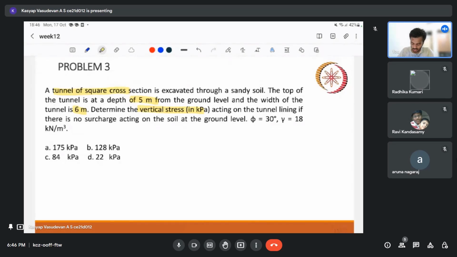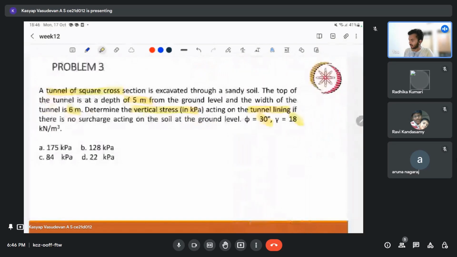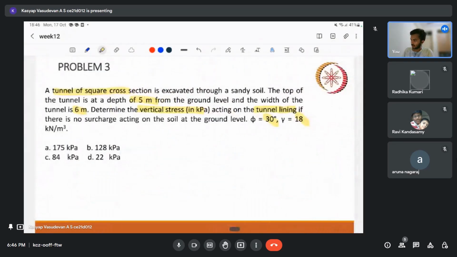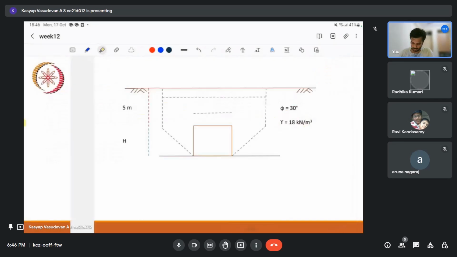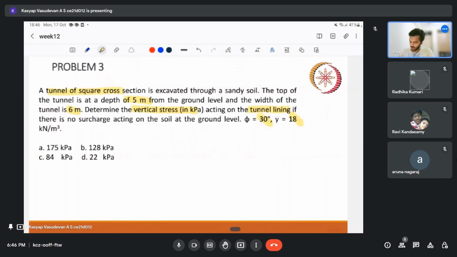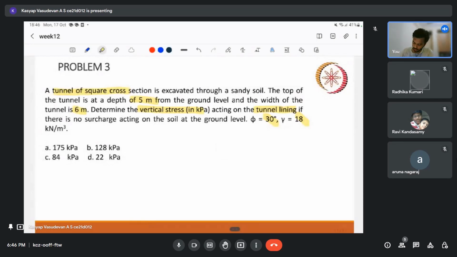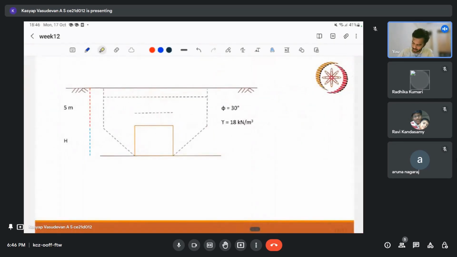See, that's why with the tunnel lining, acting on the tunnel lining, if there is no surcharge acting on the top of the soil. So we also know the soil properties. So let us see. Here the thing is, but here we need to know about one formula. Before that, let me just put this into perspective.